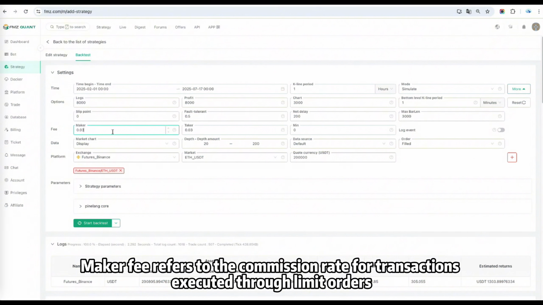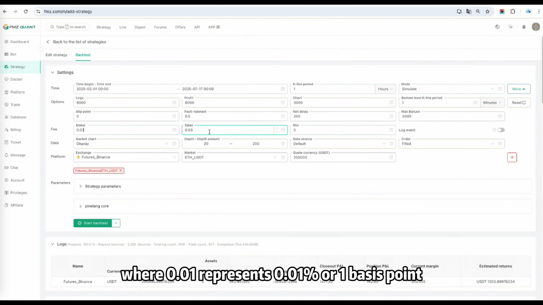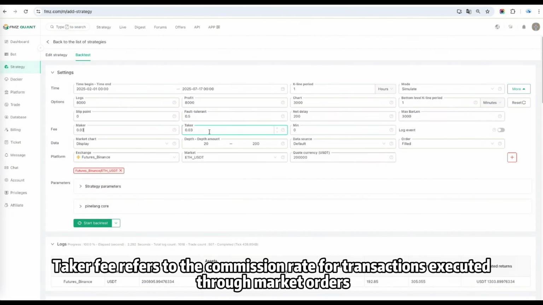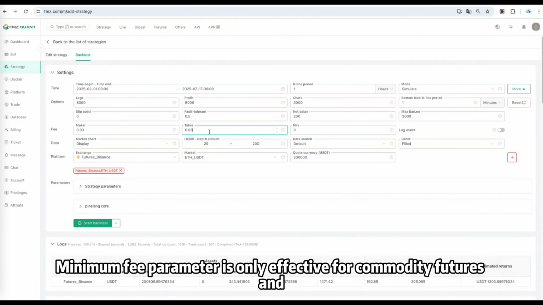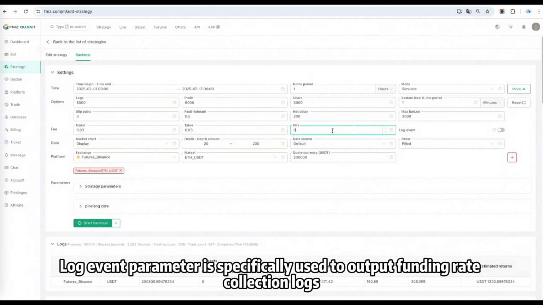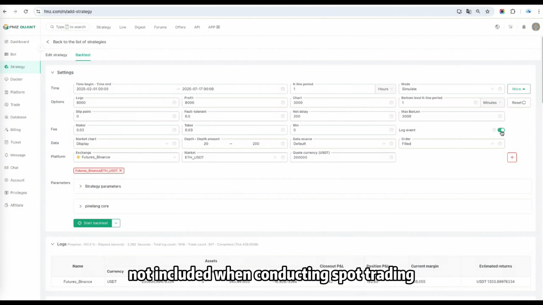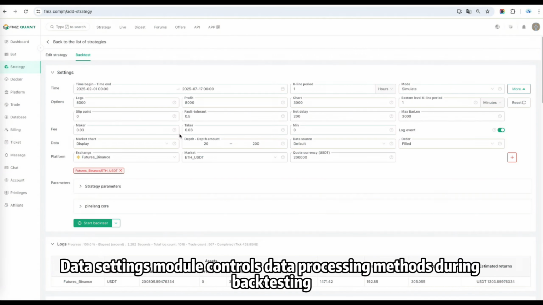Maker fee refers to the commission rate for transactions executed through limit orders, where 0.01 represents 0.01%, or 1 basis point. Taker fee refers to the commission rate for transactions executed through market orders. Minimum fee parameter is only effective for commodity futures and stock trading. Log event parameter is specifically used to output funding rate collection logs, not included when conducting spot trading, mainly targeting perpetual contract trading. Data settings module controls data processing methods during backtesting.